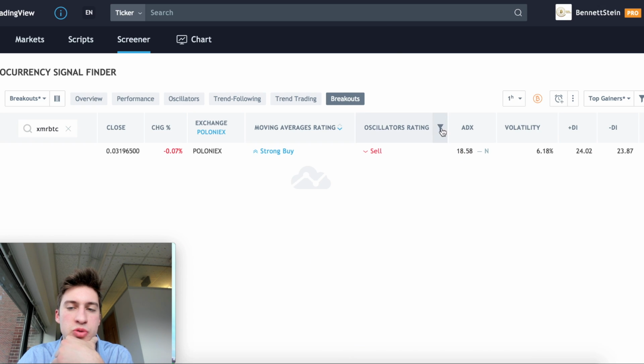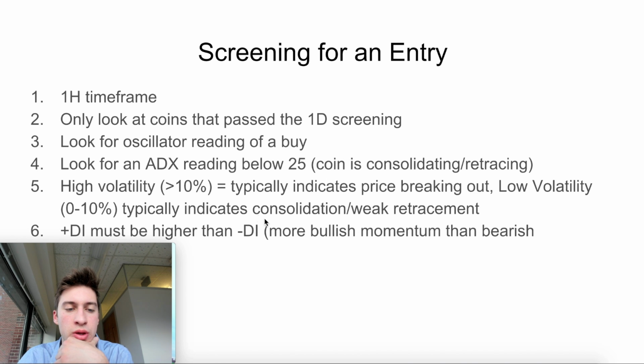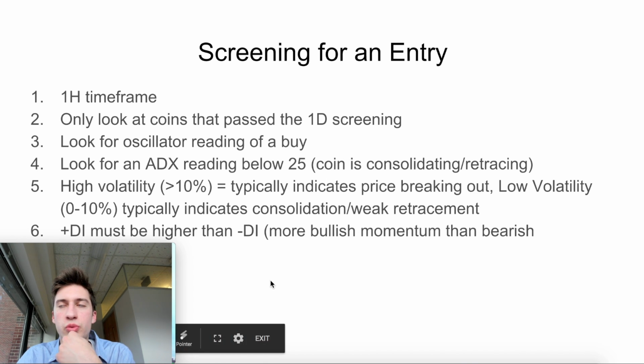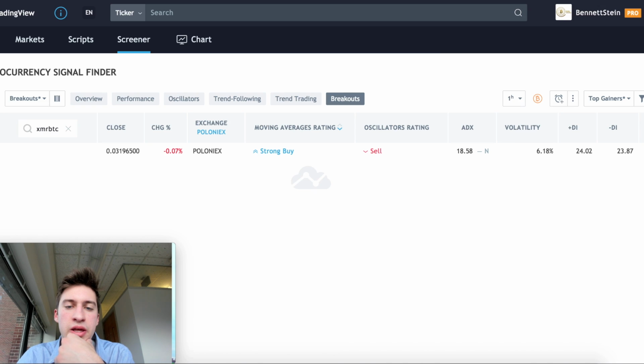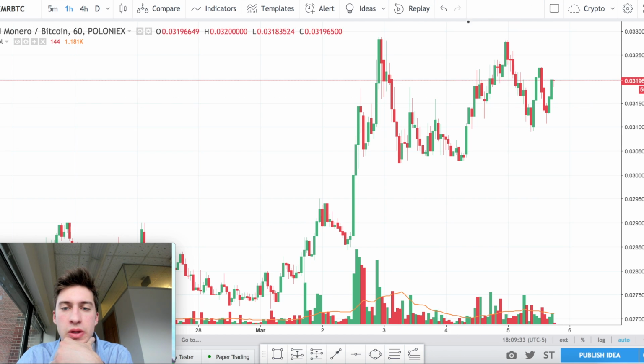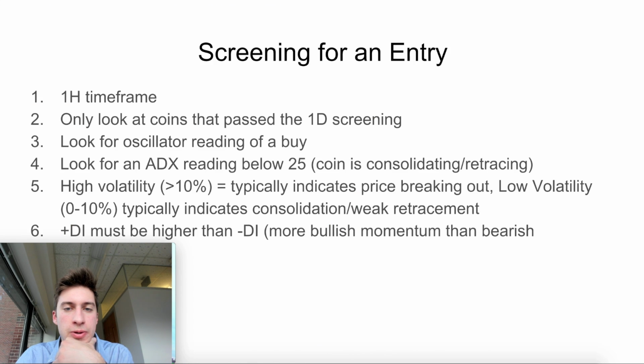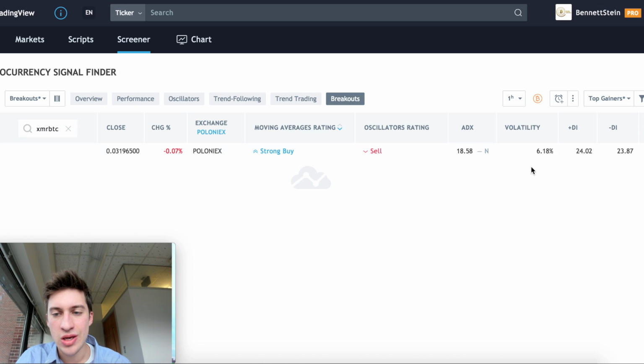So this would be a trade that we could take, but let's look a little bit deeper into the other values here as well. I didn't really want to put a rule for volatility, and that's the indicator that you see right here. That's 6.18%. Let me go back to this guy. High volatility above 10% typically indicates the price is breaking out or has made a very strong move recently, whereas low volatility of around 0 to 10 typically indicates just consolidation or weak retracement. The volatility here is only 6.18, which is good.